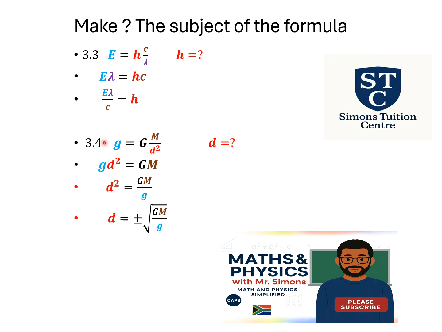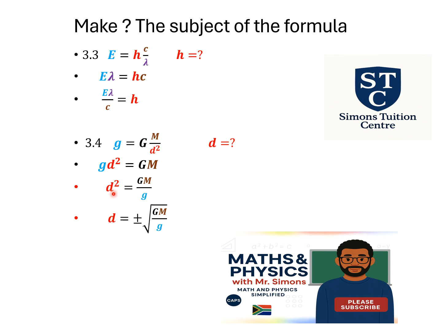Right? 3.4. g equals gm over d squared. So we want d as the subject of the formula. So first I'm going to get rid of d squared here as a denominator and multiply it away. So that becomes g times d squared equals gm. Alright? From there, to get d squared on its own, I'm going to divide by g. So divide by g, I'm left with d squared, but what I do one side, I must do the other side. So that becomes gm divided by g.